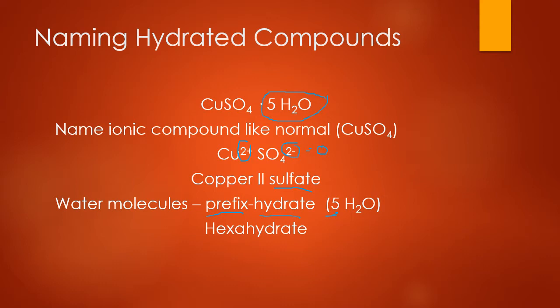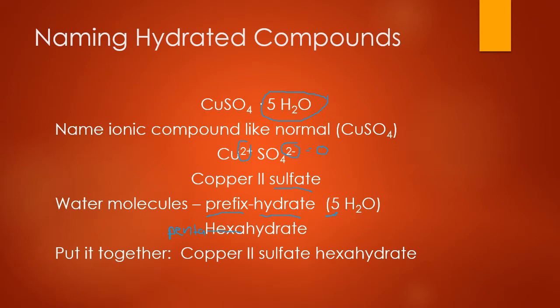Notice I made a mistake here. I wrote hexa. That is incorrect. Don't do the same thing I did. Hexa would be the prefix for 6, and we want to use the prefix for 5, so it's pentahydrate. Make sure you are correcting that and writing pentahydrate. So for the overall name, you just put them together: copper 2 sulfate, and then not hexahydrate, but pentahydrate, since there are 5 of them.